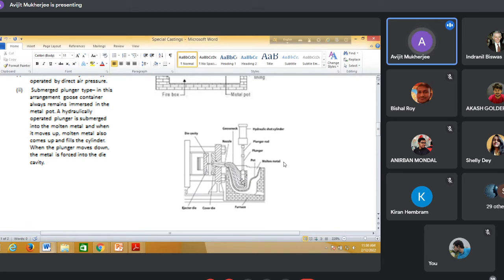So when the plunger, the piston, like when you are pulling the handle, fluid will enter, and now apply pressure. That will be forced to come out through this opening or mouth of the gooseneck and the cavities will be filled. Again, immerse this plunger, pull it up, apply pressure, metal will be forced to enter.